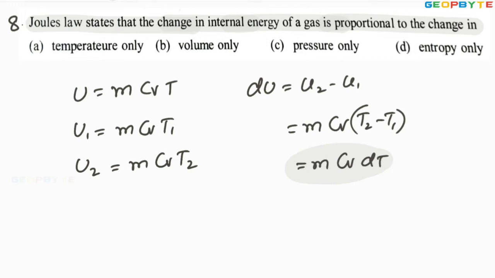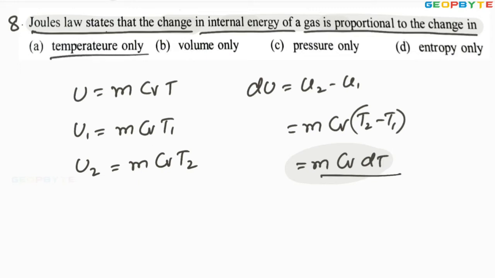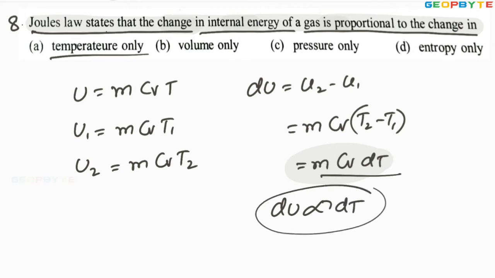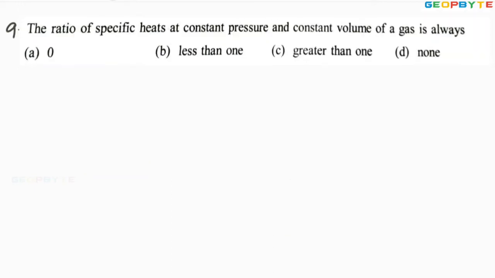Let me once again read the problem. Joule's law states that the change in internal energy of a gas is proportional to change in temperature only. Because m is constant, Cv is constant, dT is variable. Therefore, dU is proportional to dT. I hope you got my point. Option A is absolutely correct. Let us take another problem. Look at the next problem.